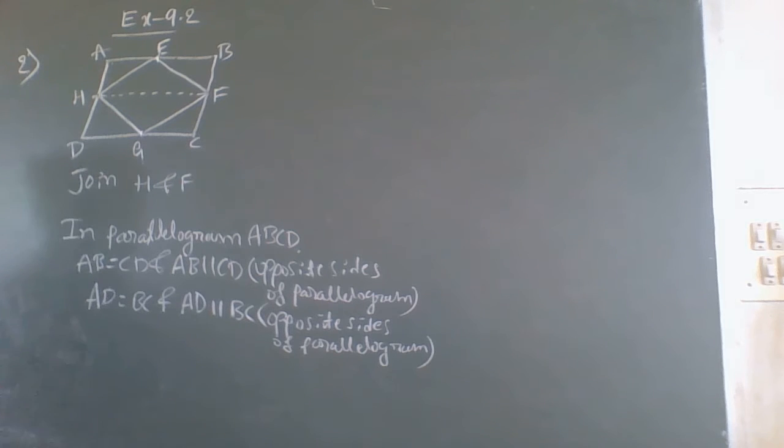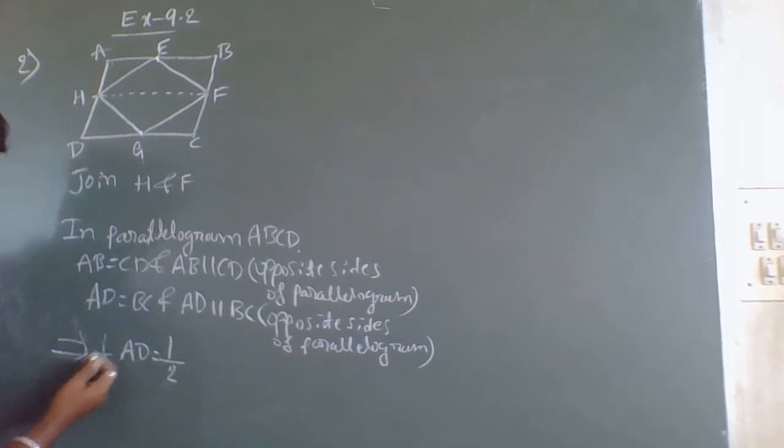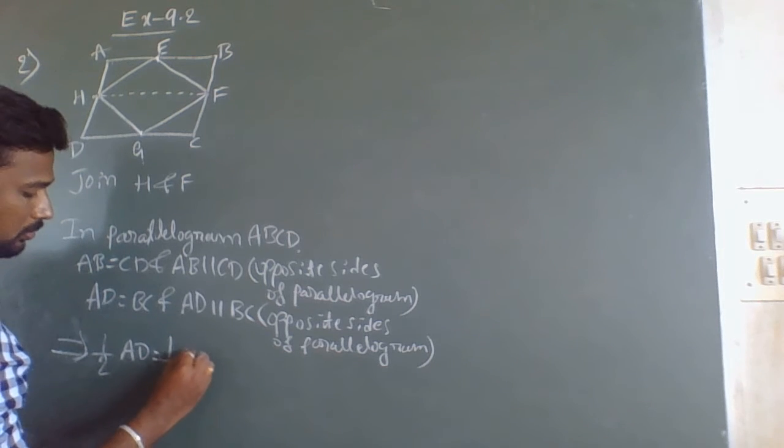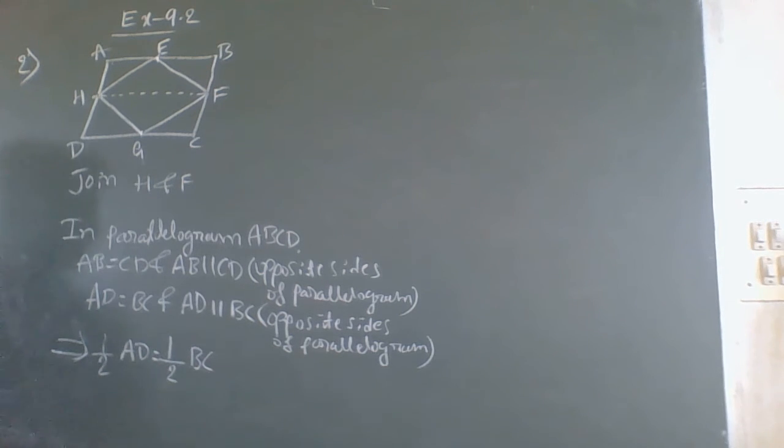So now what can we write? I will take 1 by 2 on both sides. Here I have written AD equals BC. Now I will write 1 by 2 on both sides, which means 1 by 2 AD is equal to 1 by 2 BC. Why? Because if AD is equal to BC, then we can write 1 by 2 AD equals 1 by 2 BC, because I considered 1 by 2 on both sides.